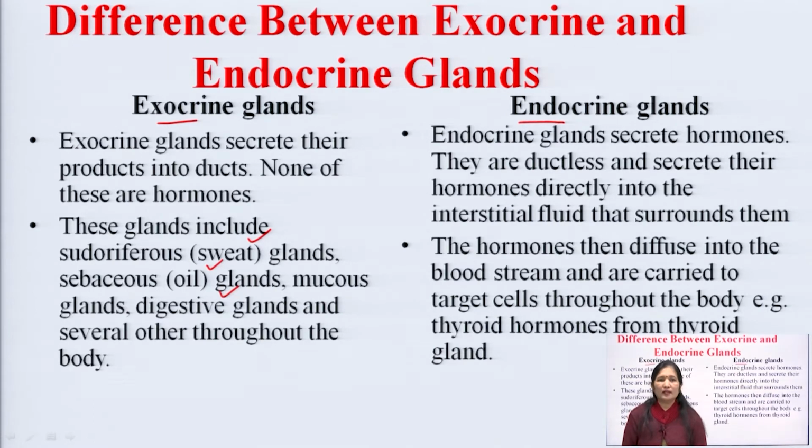Endocrine glands, as I have already mentioned, secrete hormones, but they are ductless. They are ductless because they do not secrete their hormones into any duct. They directly secrete into the interstitial fluid. From the interstitial fluid, hormones enter the blood, and the blood carries these hormones to the target cell, where they produce their action. So, this is the difference between exocrine gland and endocrine gland.